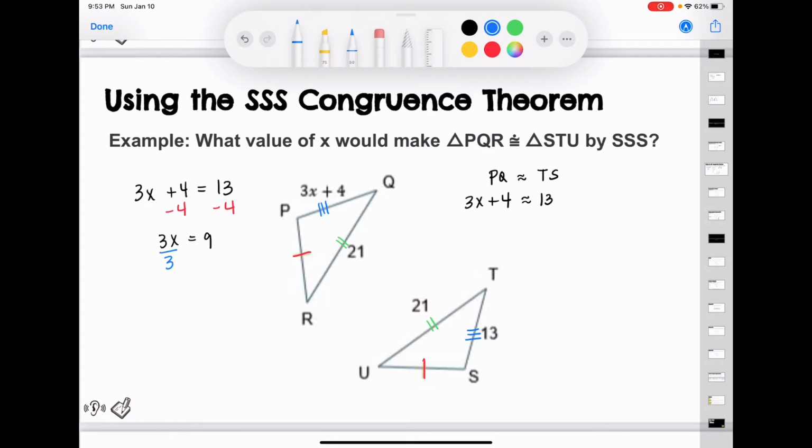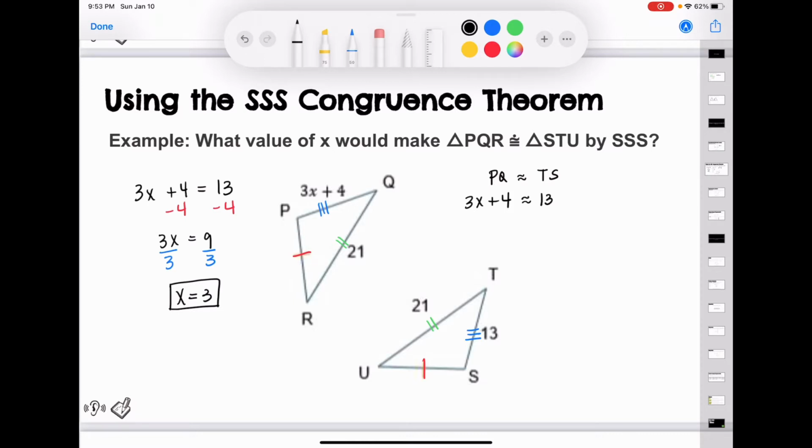Divide by 3, which gives me x is equal to 3. So therefore, when x is equal to 3, then we know that triangle PQR and STU are congruent to each other because all three of the sides would therefore be congruent to each other.